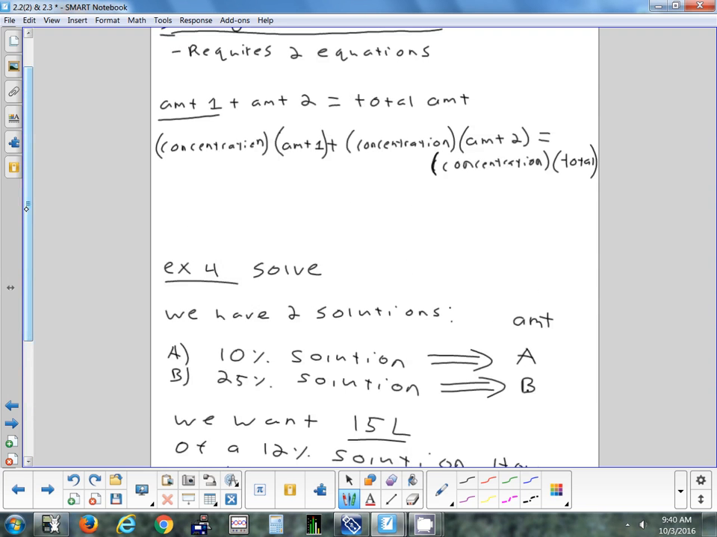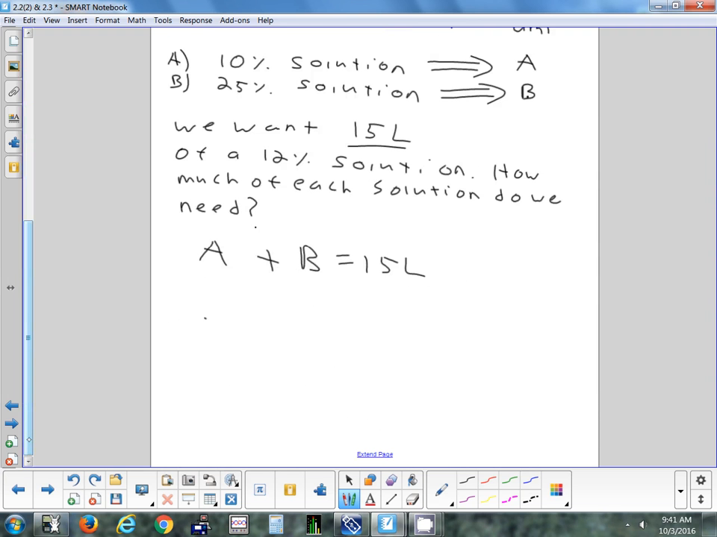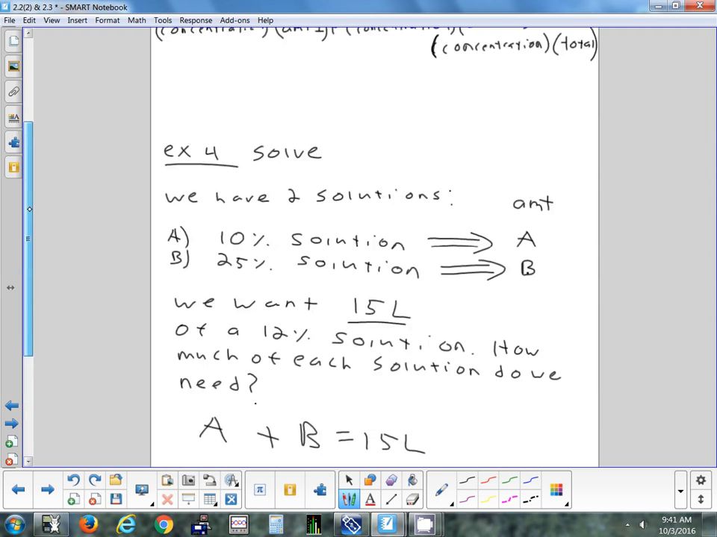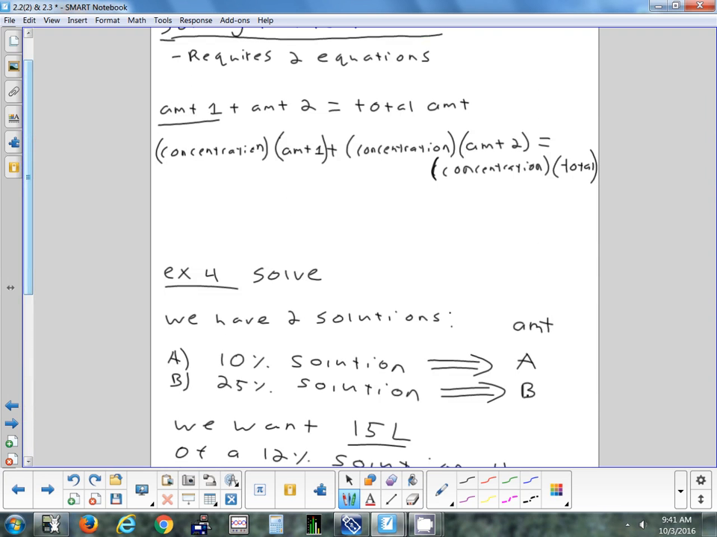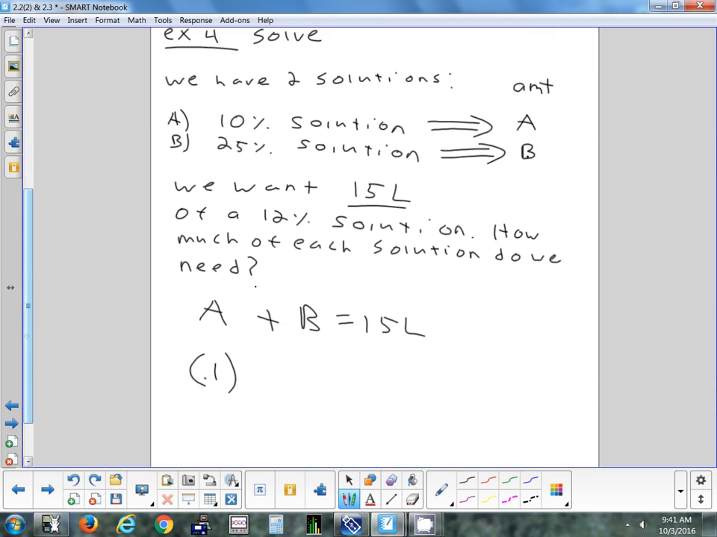Okay, now we need the concentration one. Anytime you use a percent in a formula in math, what do you usually have to do to that percent? You got to make it a decimal. So what's the concentration of my first solution as a decimal? 0.1. Okay, so I just filled that in. 0.1 times how much am I using of the first solution? We don't know, but how did we represent it? A.